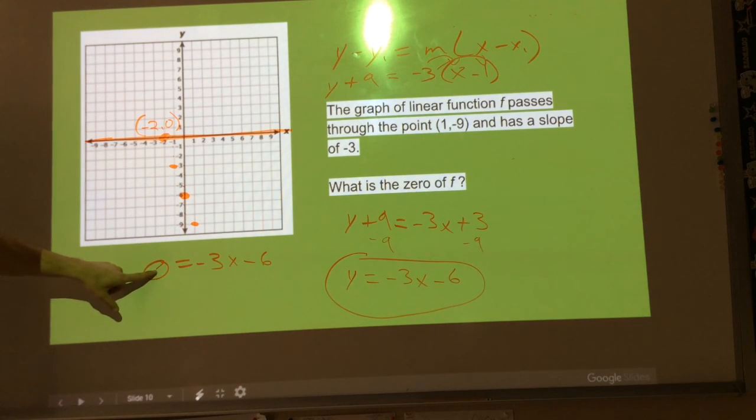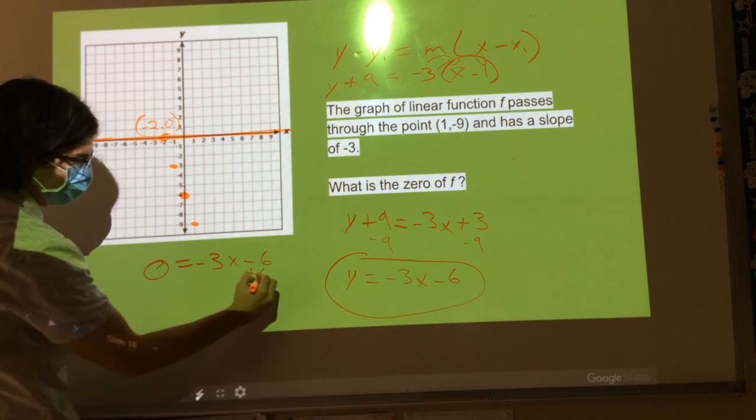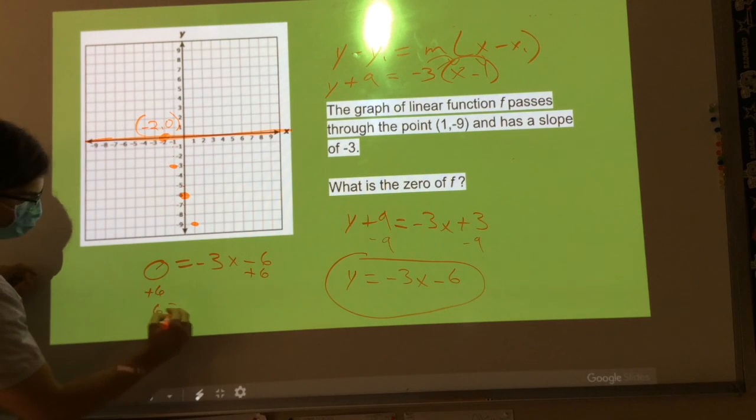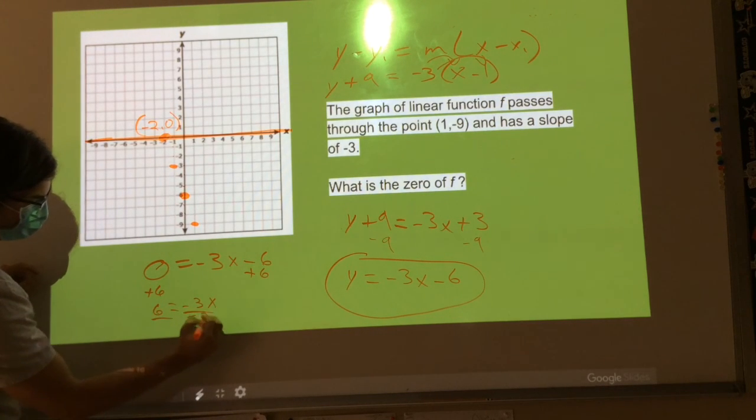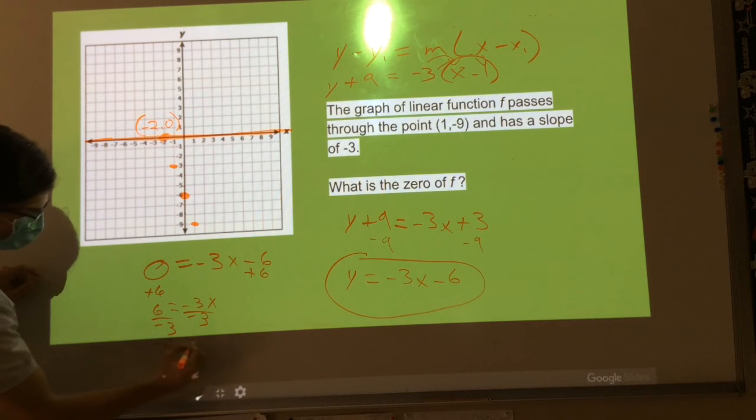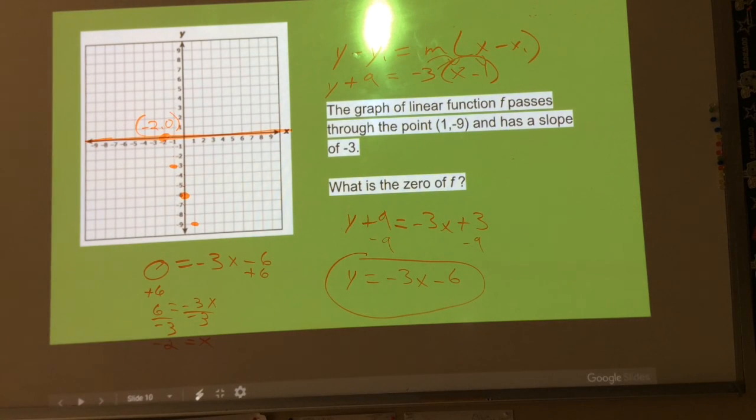So if we plug in a 0 for y and solve this out, add 6 to both sides, we have 6 is equal to -3x. And we find out that -2 is equal to x. That's it.